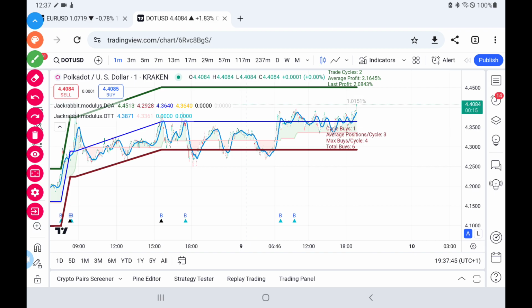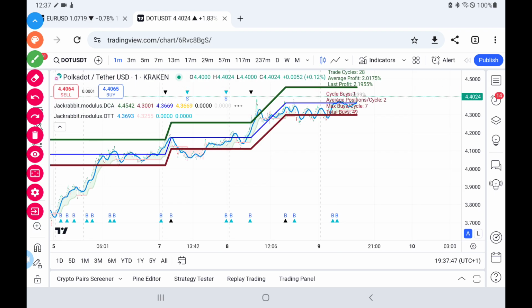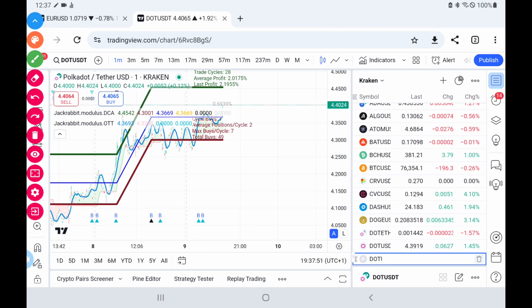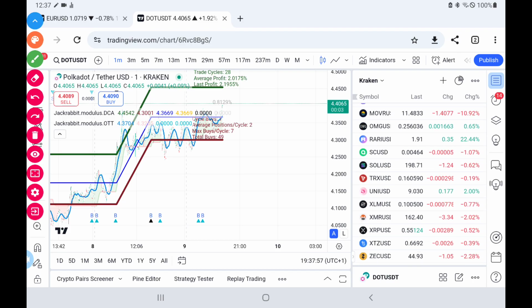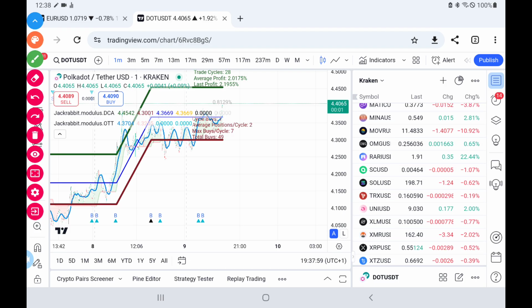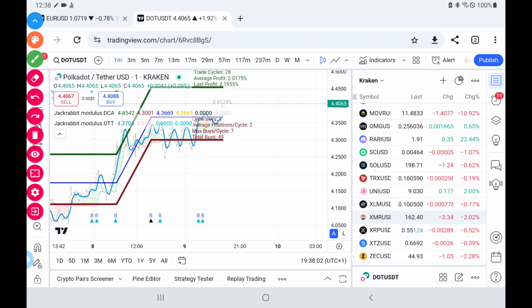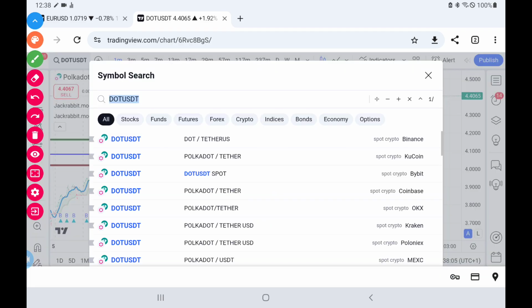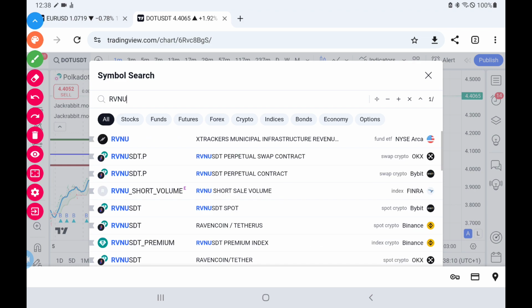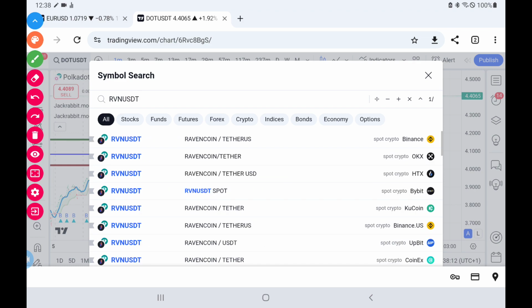Let's go find something that is incredibly difficult. In fact, one of my worst. Where are you, Raven? Okay, it's not on this exchange, but that's okay. We'll find it. Raven.